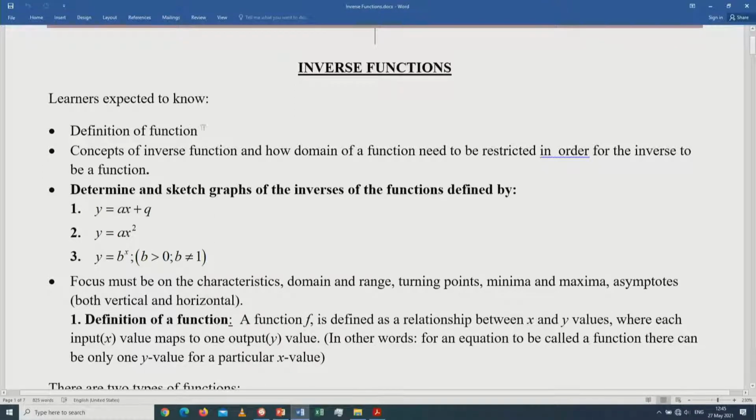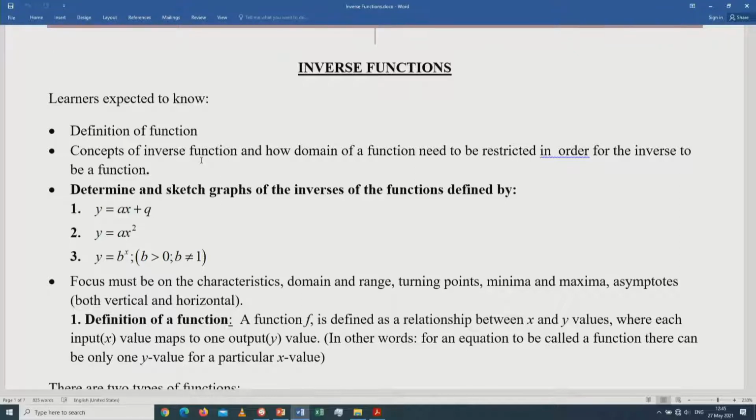What is expected from learners? From the policy document, it is clear that learners are expected to know the definition of a function. As a grade 12 learner, you must know what a function is. You must also understand the concept of inverse function and how the domain of a function needs to be restricted in order for the inverse to be a function. Maybe I need to read this one again.